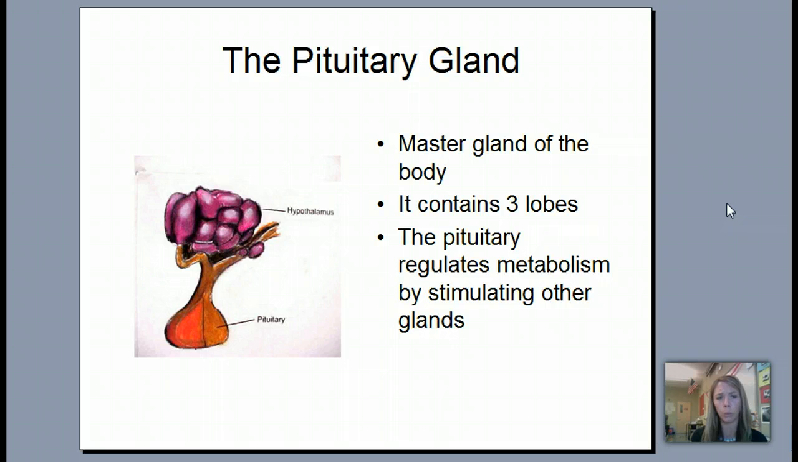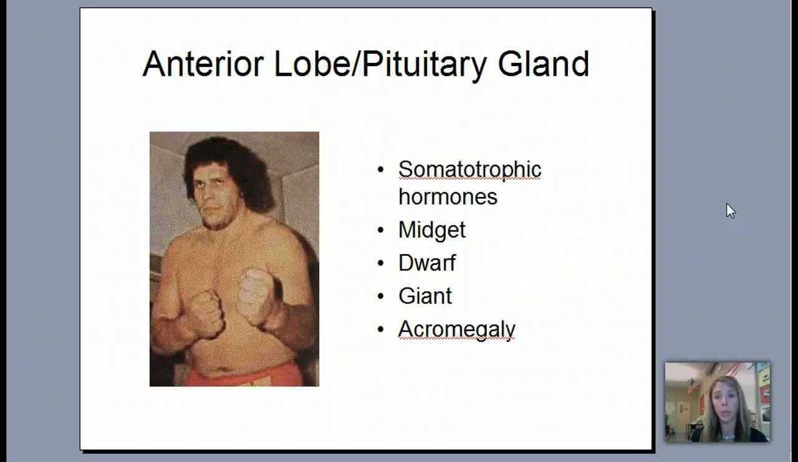Let's talk about the 3 different lobes. The anterior lobe releases something called somatotrophic. This is your growth hormone. So somatotrophic, I want you to think growth. There are times in your body or in your life where you go through growth spurts. That's because the somatotrophic hormone is released more. Now, at the extremes, like someone who is a dwarf or a giant, you either have too much of that growth hormone or too little of the somatotrophic hormone. So growth, somatotrophic, right? Your anterior lobe of the pituitary gland is in charge of growth.